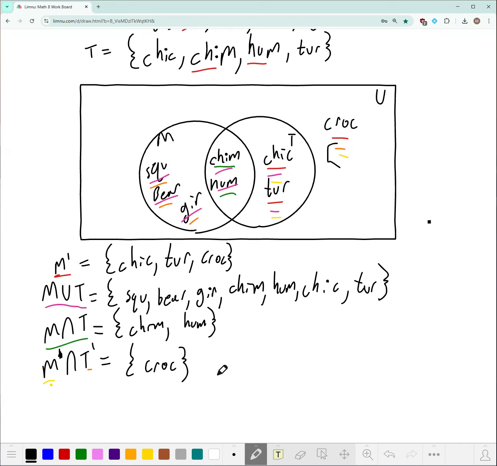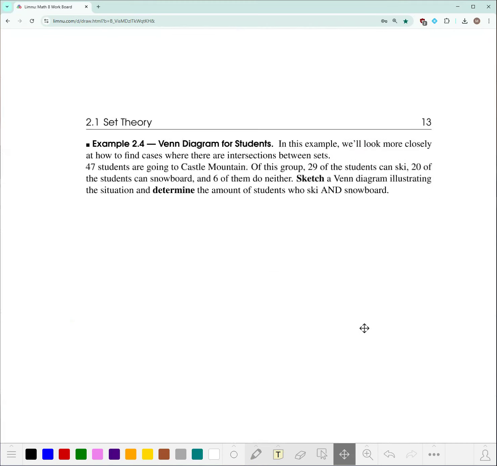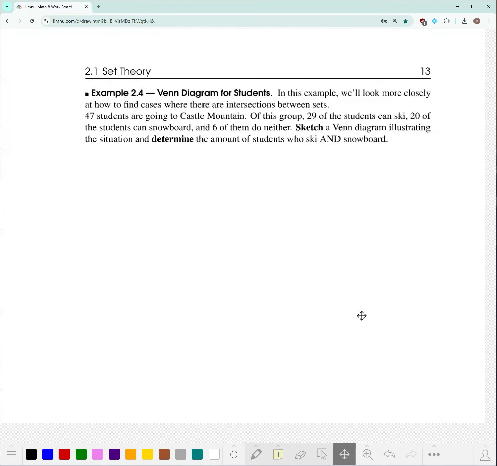But there's actually a lot more we can do with Venn diagrams, including some really nifty math. Okay, so Venn diagram for students. Here we go. We've got people going to Castle Mountain, which is a ski resort, in case you don't know. Of this group, 29 of the students can ski, 20 of the students can snowboard, and 6 of them do neither.